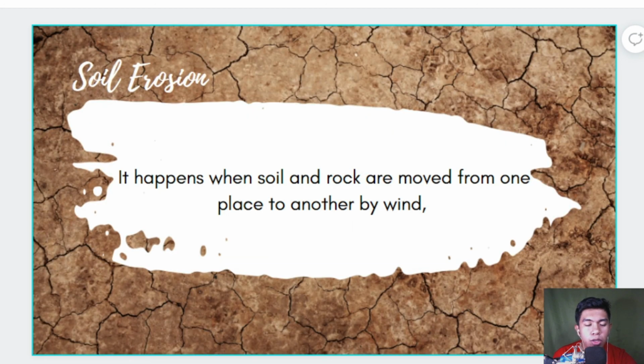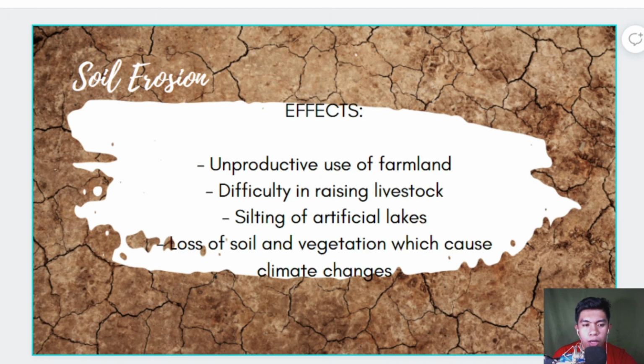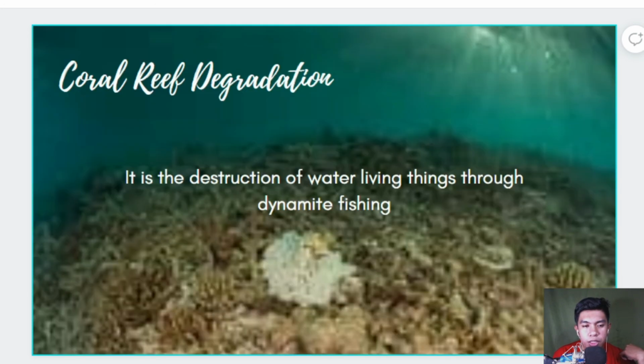So it happens when soil and rock are moved from one place to another by wind. So that is soil erosion. So yung pagkatuyot ng lupa, yung pagkabitak-bitak ng lupa. No, so syempre dahil tuyot yung lupa, hindi mo siya magagamit for farmland or sa pagtatanim. Difficulty in raising livestock, silting of artificial lakes, and loss of soil and vegetation which cause climate change.